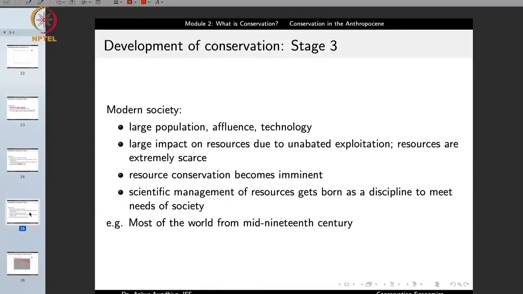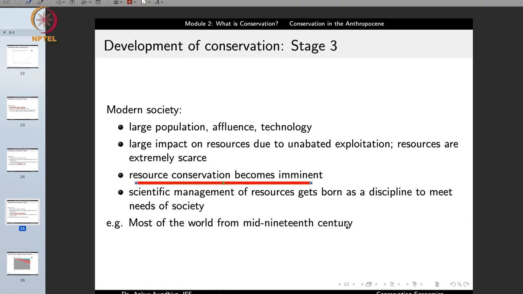So there is a large impact on resources because of unabated exploitation. The resources are extremely scarce, but there is no more land to bring into the fold. There is no more land to exploit. And so now resource conservation has become extremely imminent, because we do not have any other option.